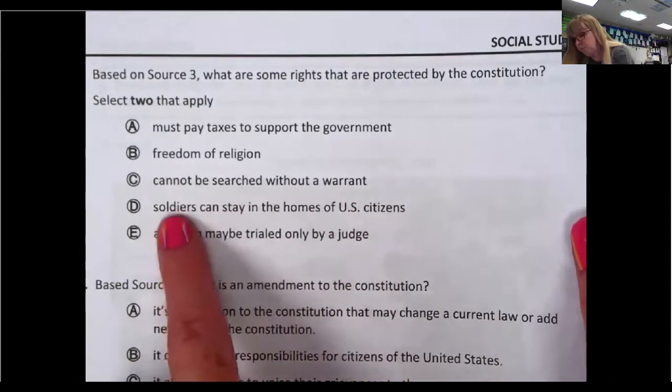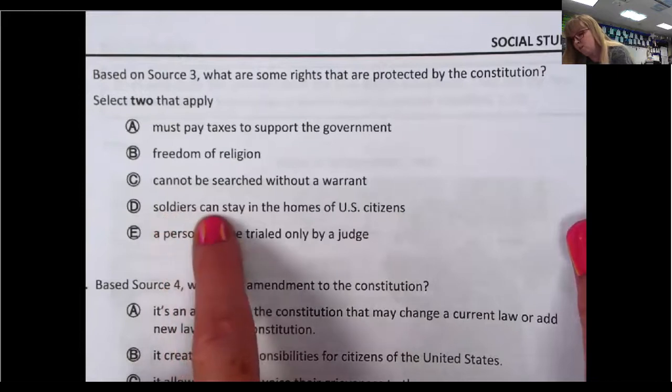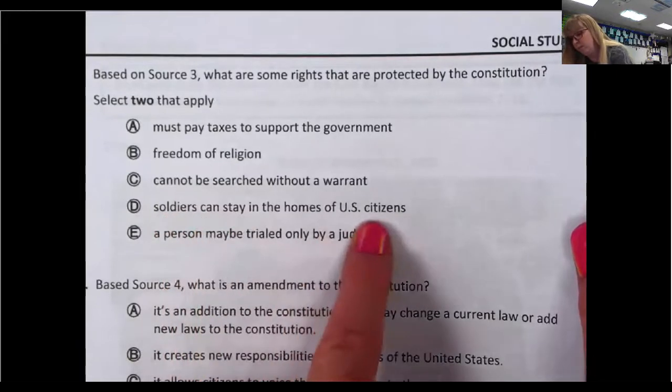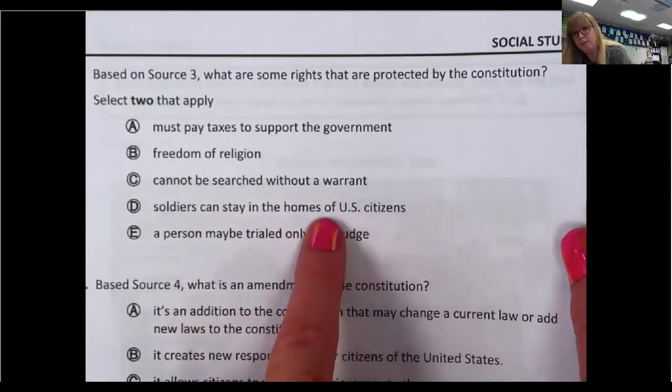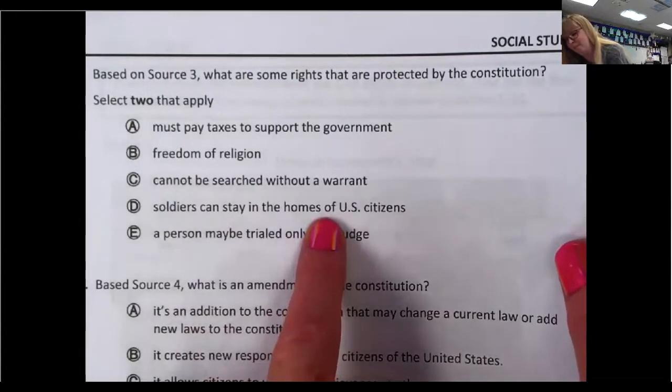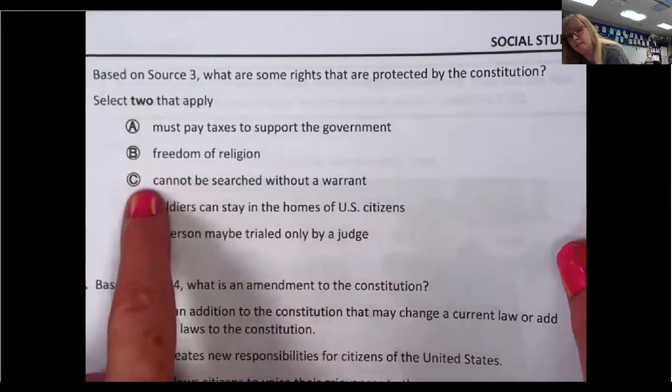The reason why this one's not correct, that's why the pictures of Adrian on the board. Soldier cannot stay in the home of a U.S. citizen. That's no quartering of soldiers. Okay. Remember I told you Adrian doesn't have to stay in anybody's home but mine, my husband's, and Tamia's. That's because he's our soldier. Okay. So it's B and C. All right, B and C.